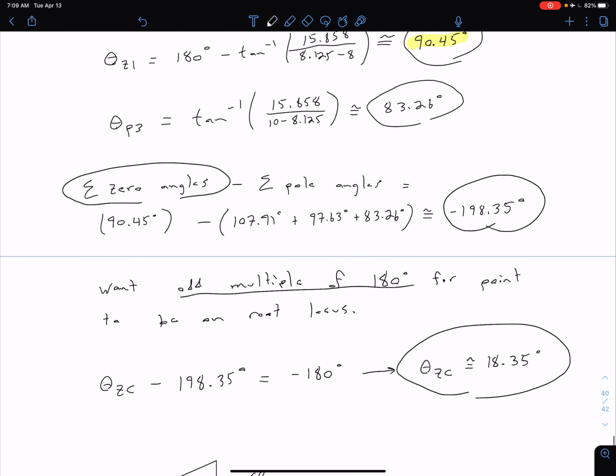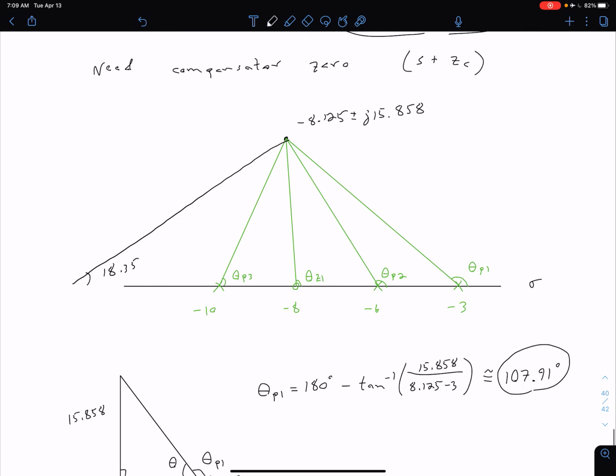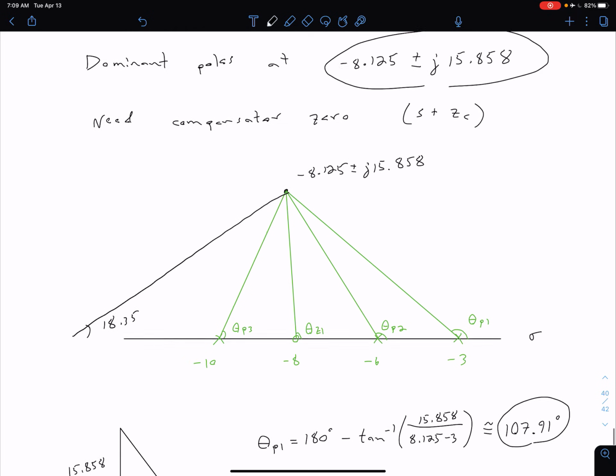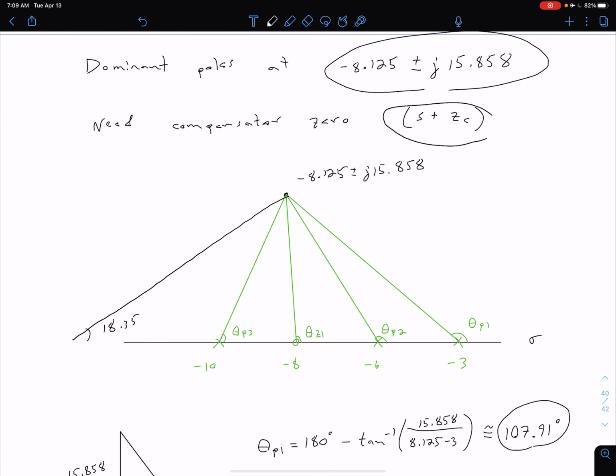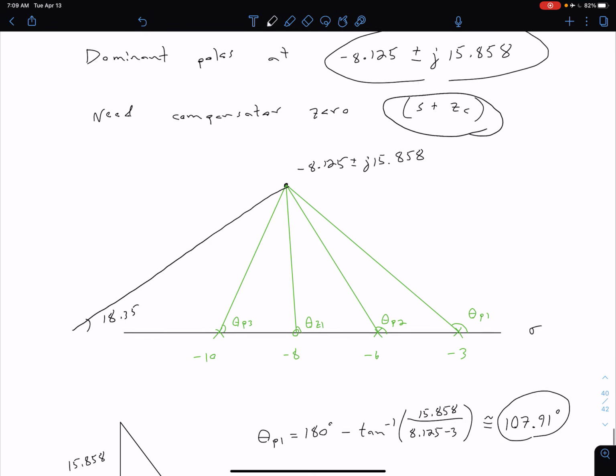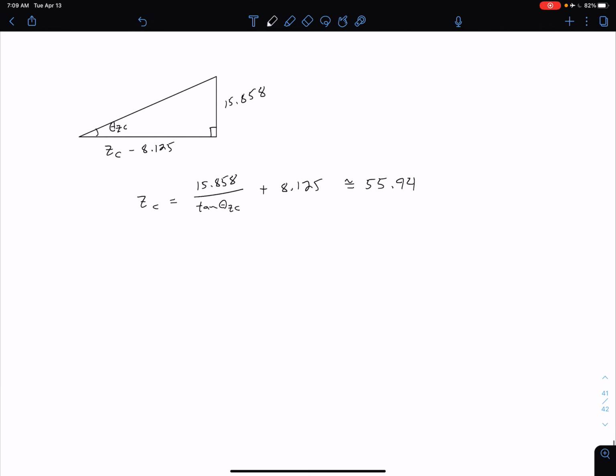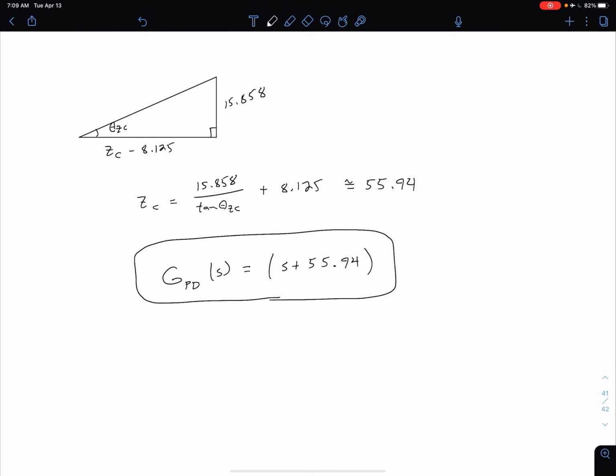Now, of course, the actual zero location is going to be negative 55.94. Our compensator transfer function, remember, is going to have the basic form we talked about here, just S plus that zero location. So we could say that our G sub PD, our PD compensation system of S, is equal to S plus 55.94. Okay, so there's the design of our PD controller.